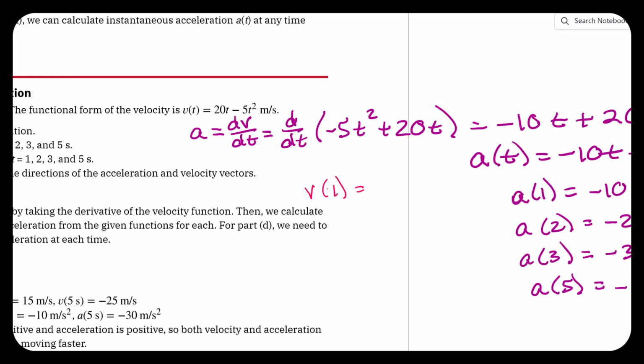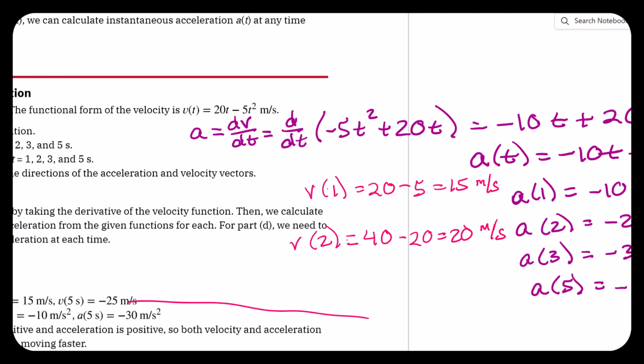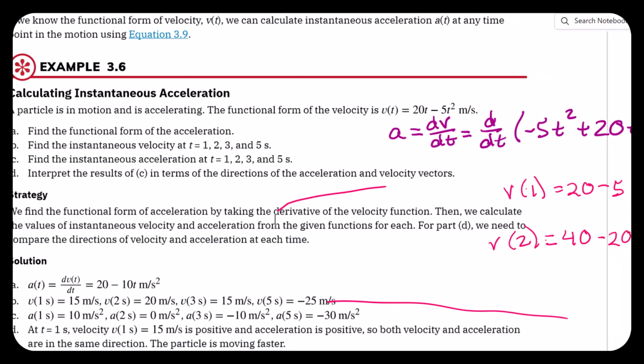Velocity at 1: 20 minus 1. No, 20 minus 5. 20 minus 5, I told you I can't do math, is 15. And the velocity at 2 is 40 minus, what is 5 times 4? 20. You get the point. You just plug stuff in, you get answers, and then you don't really know what's going on, which is kind of unfortunate because that takes the fun out of it.